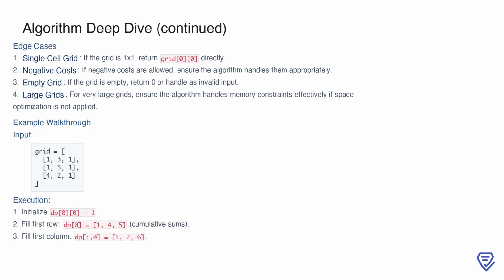Given the grid [1, 3, 1], [1, 5, 1], [4, 2, 1], we begin by initializing the DP table. The top left corner is set to the cost of the first cell, 1. Next, we fill the first row with cumulative sums, resulting in 1, 4, 5. Similarly, we fill the first column, producing 1, 2, 6, when considering cumulative sums downward.